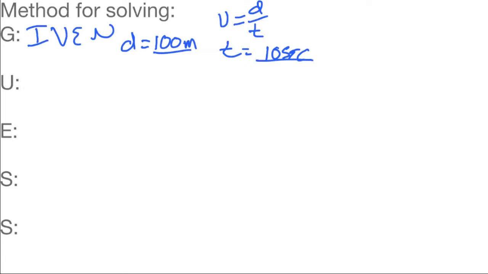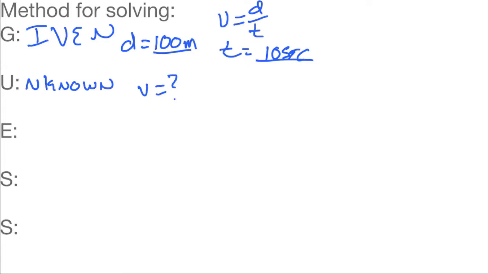U is for unknown. It's what we're trying to find. Into the unknown. So that's what we're trying to find. In this case, I like to put the V with the question mark in there, or the unknown with the question mark, because it reminds me, hey, this is what we're actually solving for.